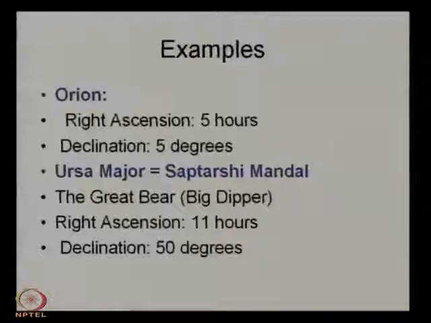So these are things which one has to actually do to get a feeling for. So I will give you a brief exercise. This tells you the RA and declination of 2 of the constellations that we have discussed. These are the Orion constellation and the Ursa Major, or the Great Bear, or the Saptarshi Mandal constellation. Orion has a right ascension of 5 hours and a declination of 5 degrees. It is quite close to the equatorial plane, whereas Ursa Major has a right ascension of 11 hours and a declination of 50 degrees.